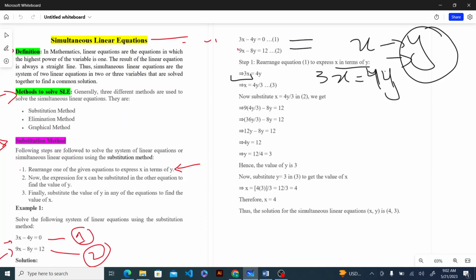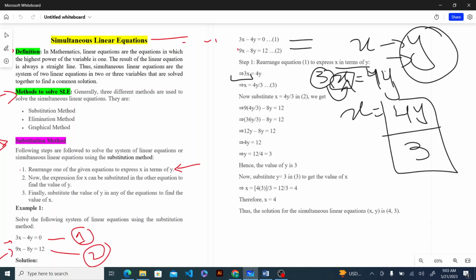So x will remain here, and 3 is being multiplied with the x, and when it goes to the opposite side, it will be divided by the present value at the right side. So 3 will be divided by 4y. Okay, so x will be equal to 4y upon 3. Here the first step has been completed because we have represented the value of x in terms of y.